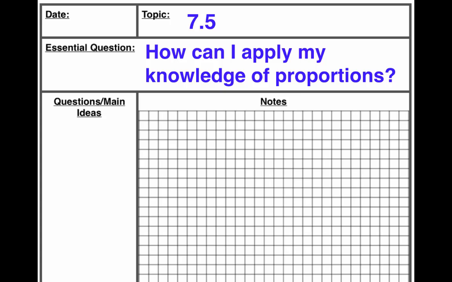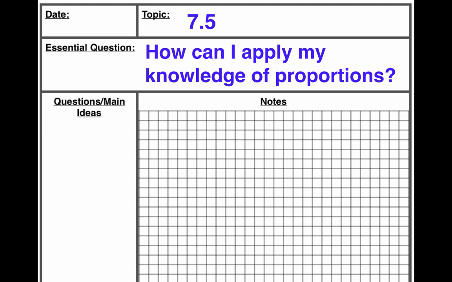We're going to work on how I can apply my knowledge of proportions. We sure have talked about proportions a lot. We know they're equal fractions, we've been making tables, we've been making graphs. Recently we've been looking at story problems. So we're just building on that knowledge a little bit more today.